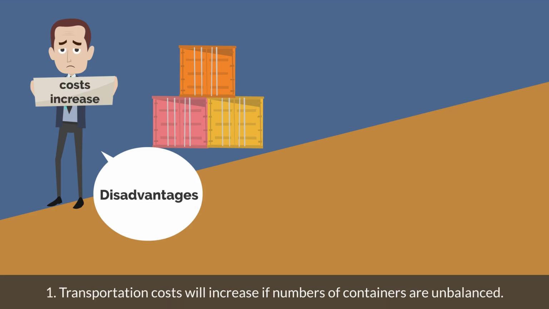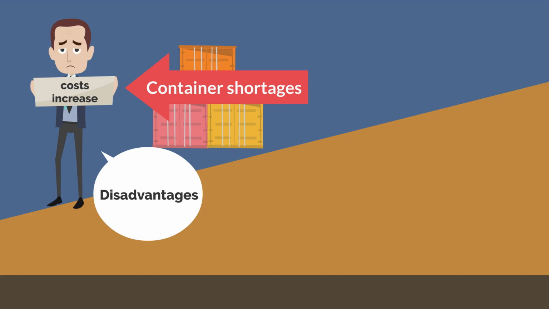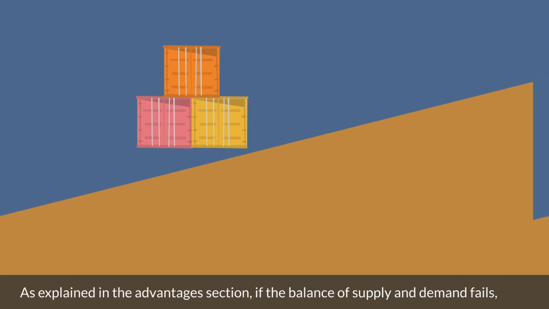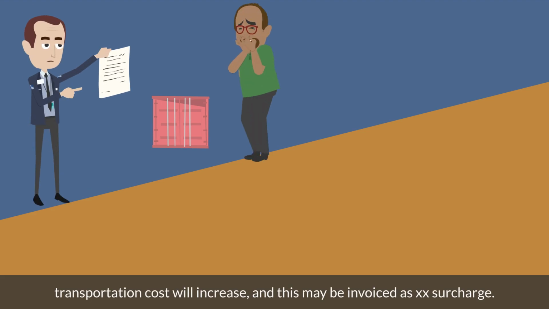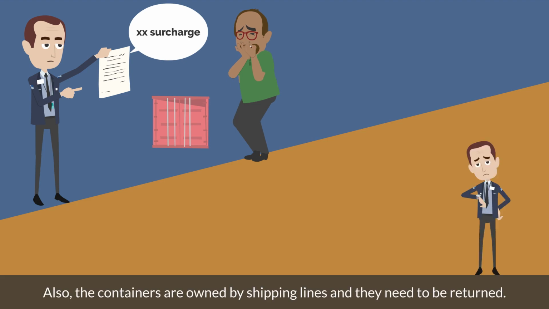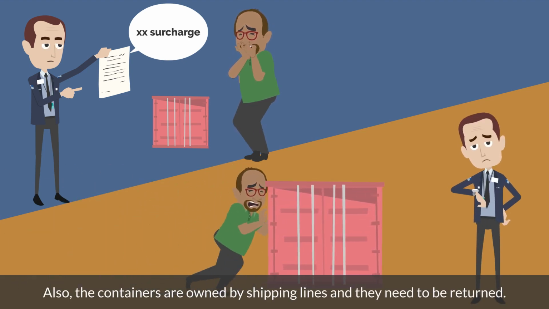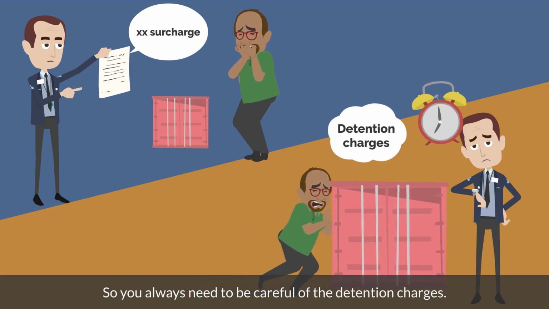Now, the disadvantages of using COC containers are as follows. 1. Transportation costs will increase if numbers of containers are unbalanced. 2. Detention charge may be required. As explained in the advantages section, if the balance of supply and demand fails, transportation cost will increase, and this may be invoiced as XX surcharge. Also, the containers are owned by shipping lines and they need to be returned. So you always need to be careful of the detention charges.